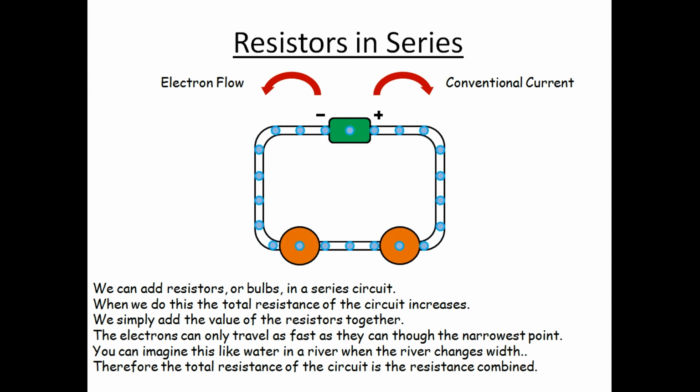We can add resistors or bulbs in a series circuit. When we do this, the total resistance of the circuit increases. We simply add the value of the resistors together. The electrons can only travel as fast as they can through the narrowest point. You can imagine this like water in a river when the river changes width. Therefore, the total resistance of the circuit is the resistance combined.